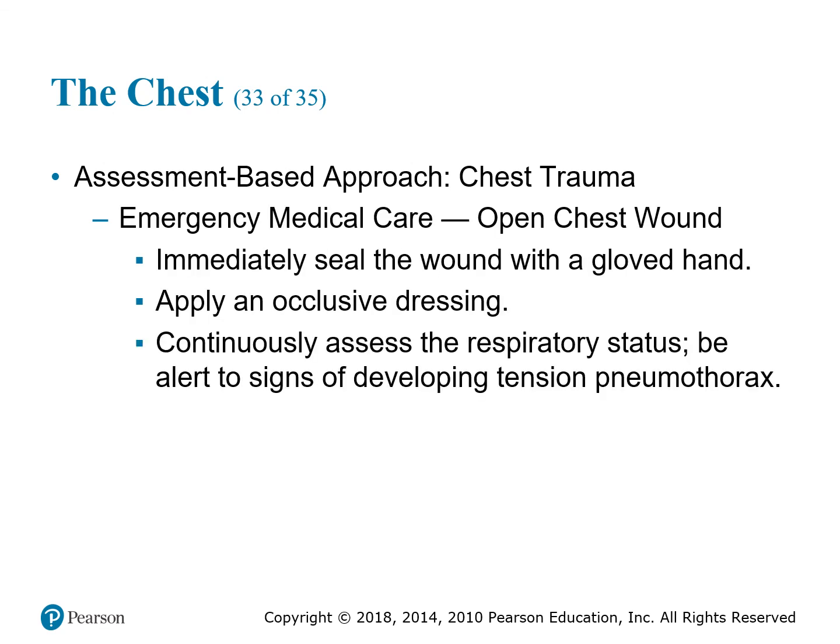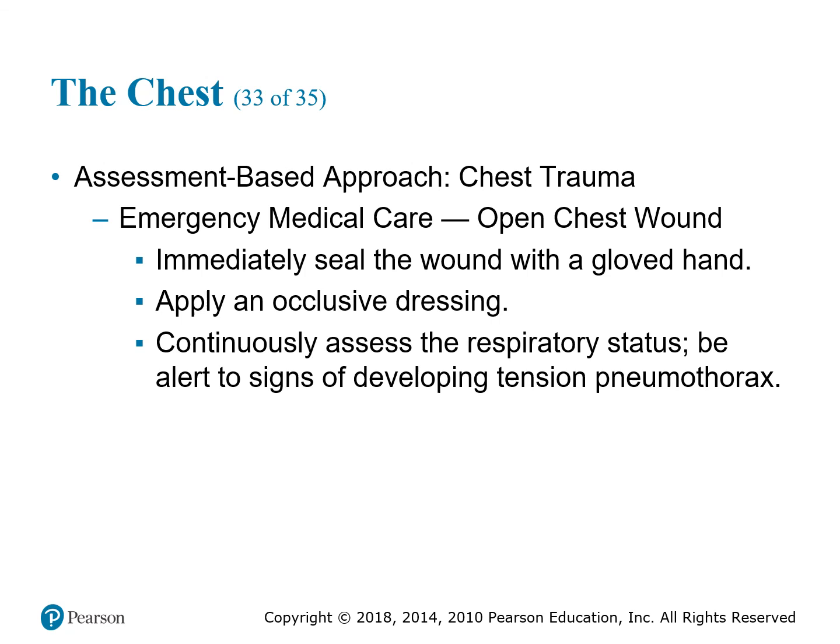Now, with open chest wounds, you are going to immediately cover those open chest wounds as you find them with a gloved hand, and then you're going to apply an occlusive dressing over that. Once you have that occlusive dressing on, you're going to tape it on 3 sides in order to have a flap. All right, now continuously assess respiratory status, so be alert to signs of a developing tension pneumothorax.